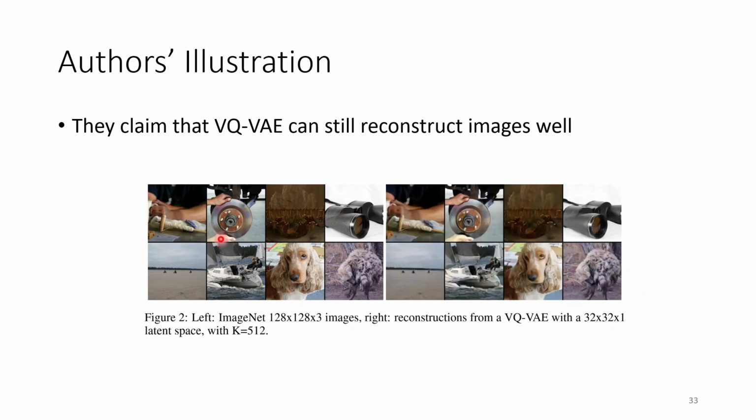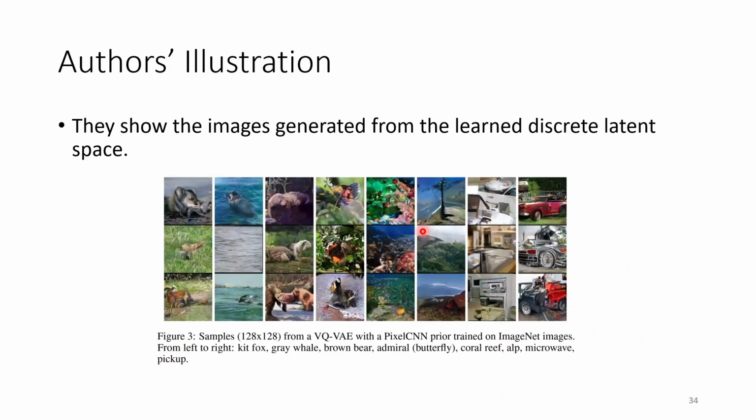Okay, so the left part is the input image, and the right part is the reconstructed image. They are visually similar to each other, so the loss is very small. They show it is achievable. And they also show that because they convert an image into quantized vectors, it means in the latent space, the signal is discrete.